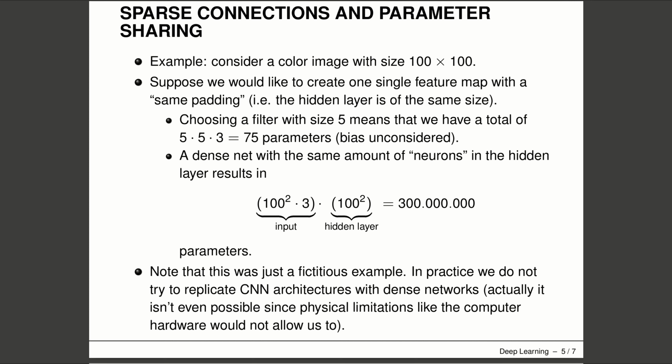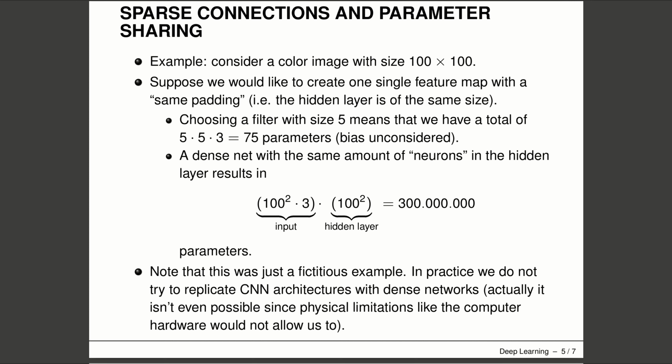Suppose you would like to create one single feature map with the same padding. If we choose to do this operation with a CNN and our filter size is 5, then in total we will have 25 times 3, because we have colorful images with 3 input channels. Therefore, in total we need to learn 75 parameters.